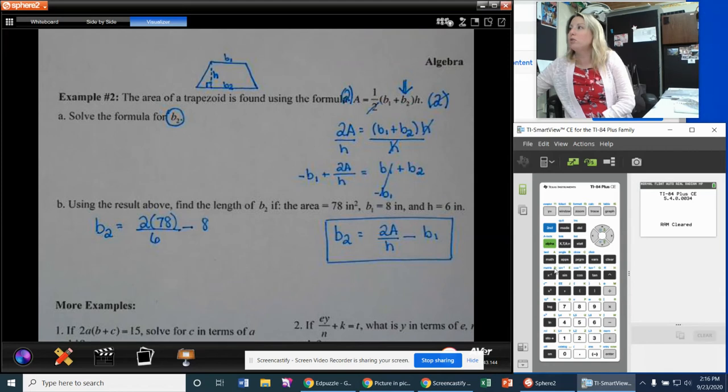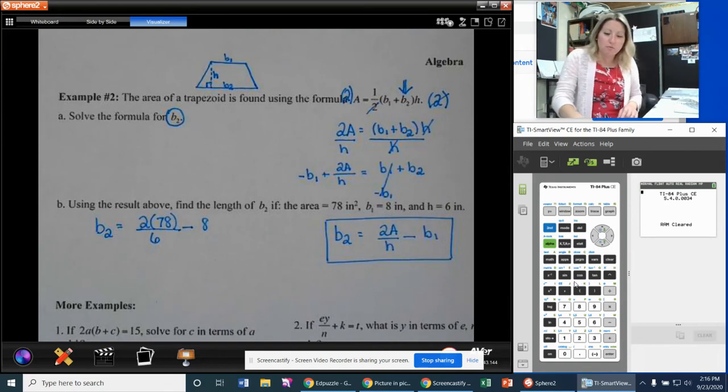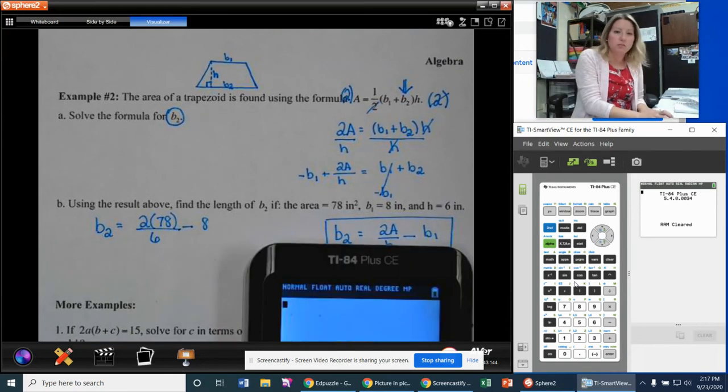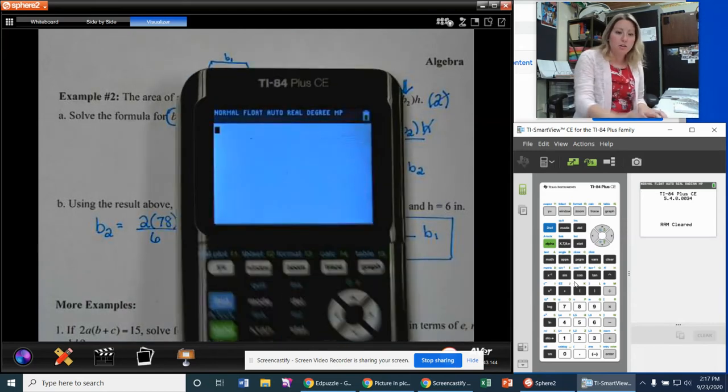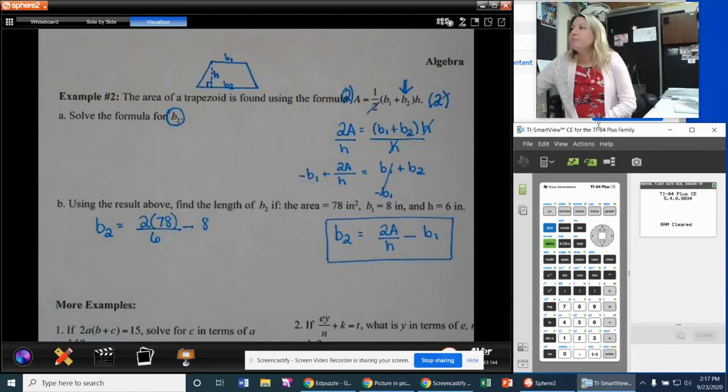So notice I have it pulled up right here on the screen. If you're using a Chromebook, you have the graphing calculator app that you can be using. I also have a graphing calculator right here on my desk. So I have them in a couple of places. So over here, graphing calculator.